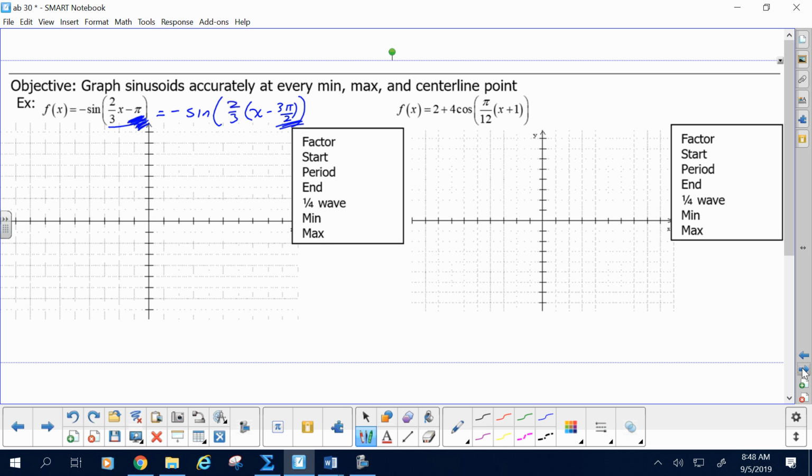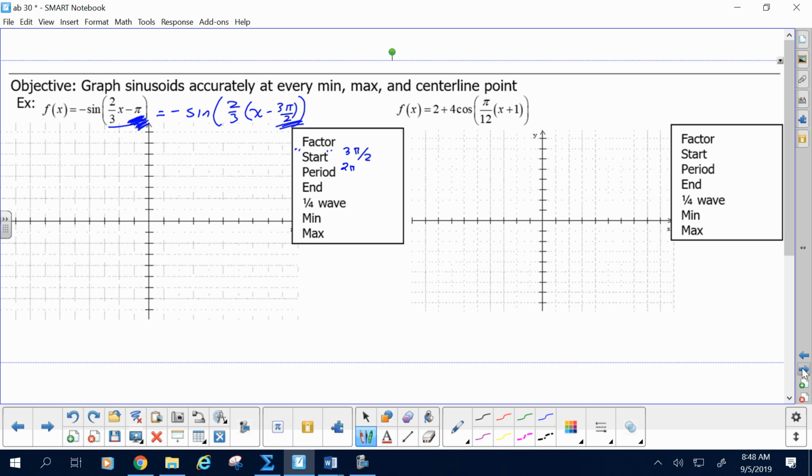The whole shift is dependent on the factoring. So, what's the quote-unquote starting point? This should be the start. If it's normally at 0 and it got shifted right or left 3 pi over 2, then it's 3 pi over 2. What's the period? How do I find the period?